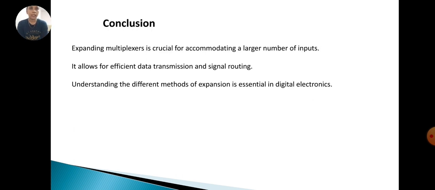Conclusion. Expanding multiplexers is crucial for accommodating a larger number of inputs. It allows for efficient data transmission and signal routing. Understanding the different methods of expansion is essential in digital electronics.